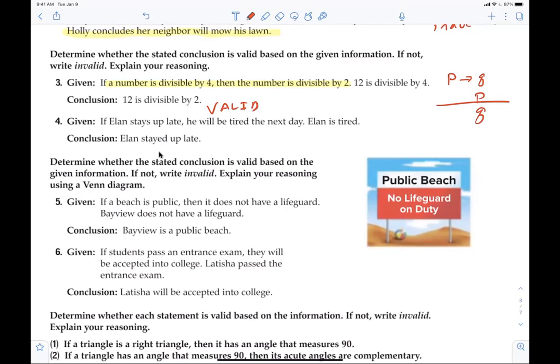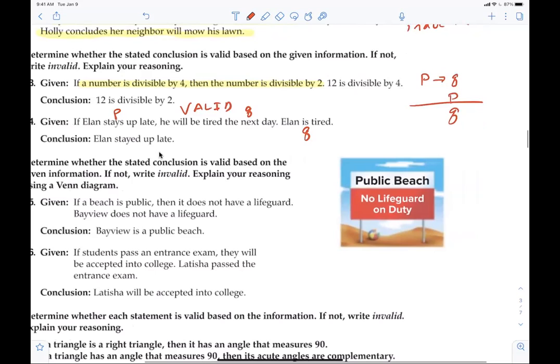All right, so let's look at 4. If Ellen stays up late, that's P, he will be tired the next day, Q. And then Ellen is tired, that's Q. A lot of people think that's necessarily valid. No. Because it's if P, then Q, therefore not valid. All right, not valid.